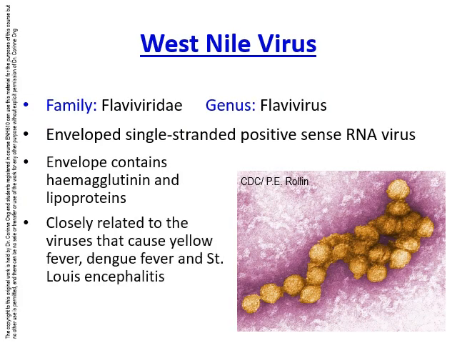West Nile virus is a flavivirus and is closely related to other viruses that cause yellow fever, dengue fever, and St. Louis encephalitis. It is a single-stranded positive sense RNA virus with an envelope that contains hemagglutinin and lipoproteins. You can see the transmission electron microscopy picture of this virus on the right, which has been color enhanced.